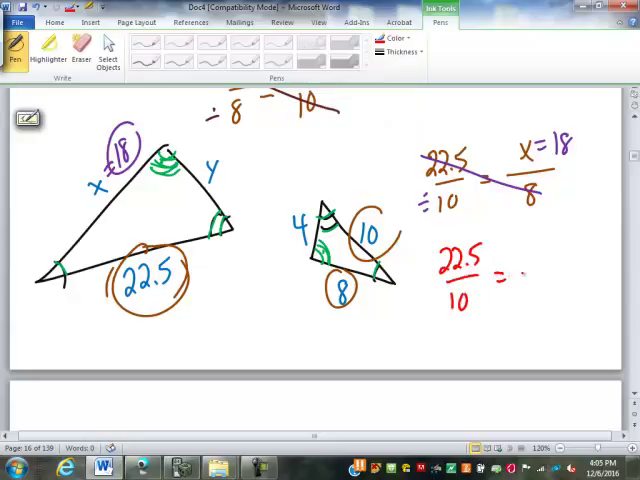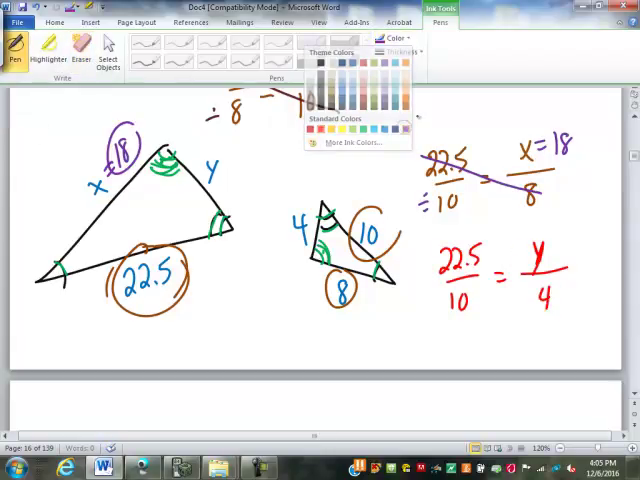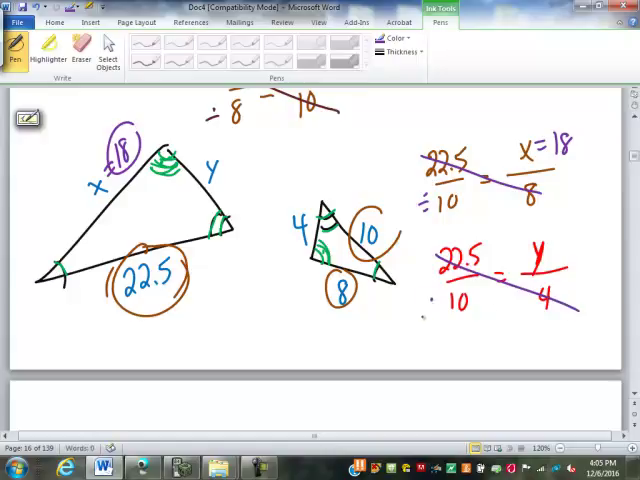Keep the 22.5 over 10. Where's y going to go? On top, still from the same figure. What goes below y? 10. Nope, 4. Sorry. I should listen. And we cross multiply and divide. 22.5 times 4 divided by 10 is 9 for y. Any questions on those?